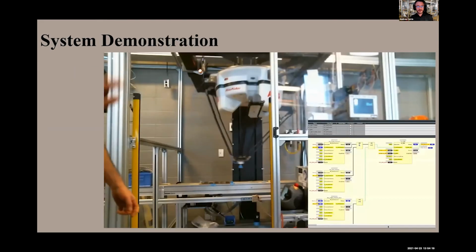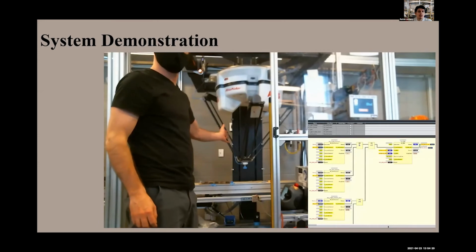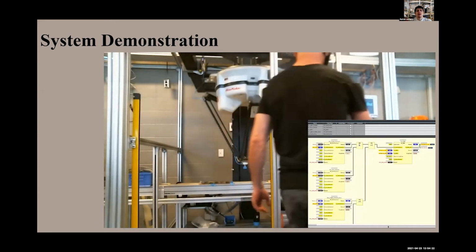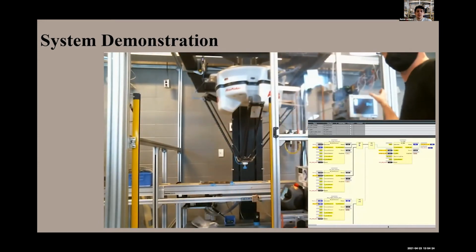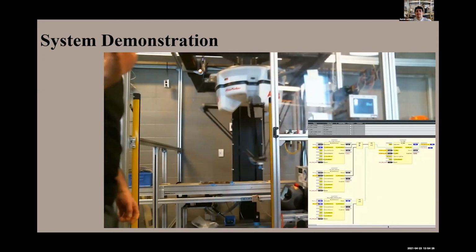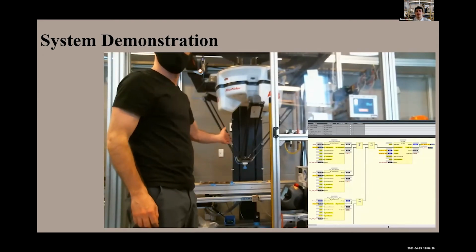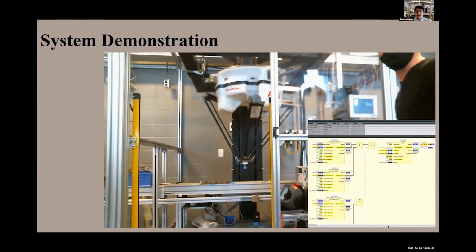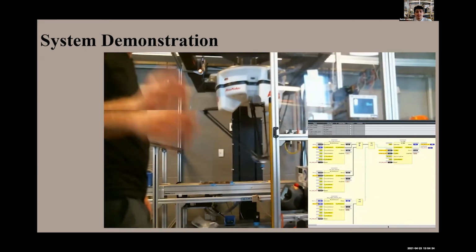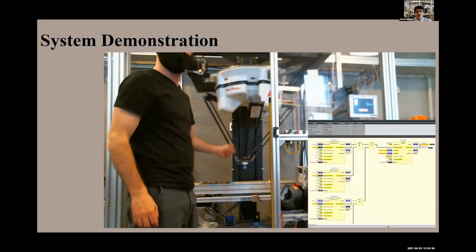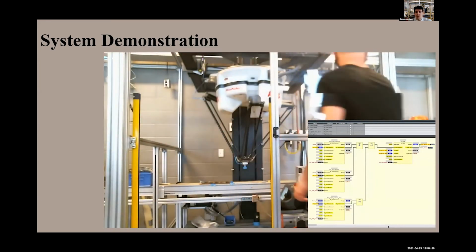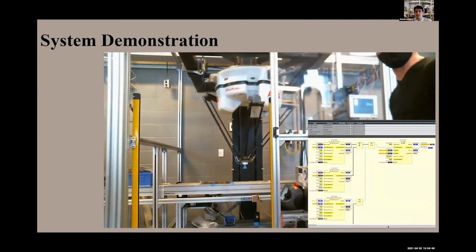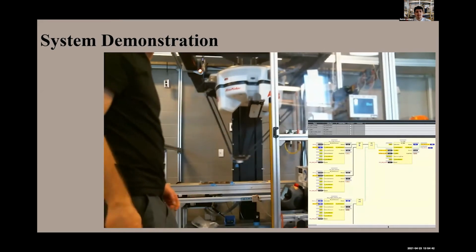Next, we have Aaron. Hi, next up, we have a system demonstration. On the left, you'll see Andrew triggering the light curtains. In the bottom right corner, you'll see Sysmac. You'll see a little green line going up. That is logic to the relay. When it is green, that means that the logic is true. And when the light curtains are triggered, the logic to the relay is false.